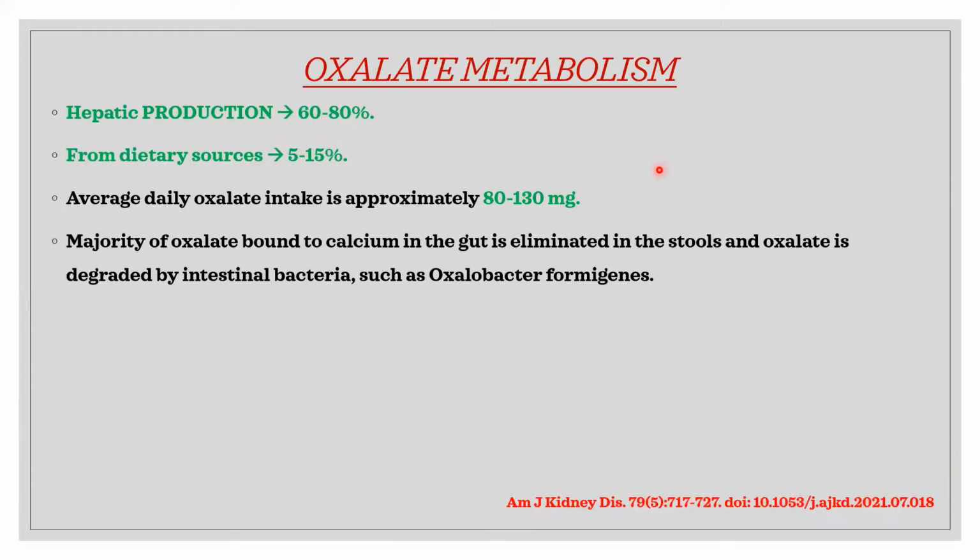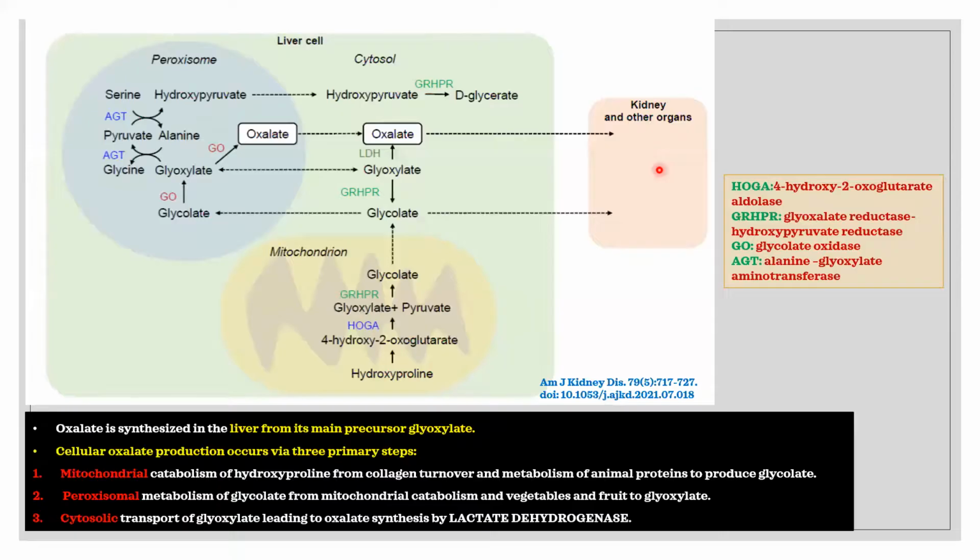Coming to oxalate metabolism, the majority is in the liver, which accounts for 60 to 80%, and from dietary sources it's only 5 to 15%. Average daily oxalate intake is approximately 80 to 130 milligrams, but the majority is eliminated from the gut in stools, and some part is degraded even by intestinal bacteria such as Oxalobacter formigenes. Coming to the metabolism in the liver, it happens at 3 levels: mitochondria, peroxisome, and cytosol.